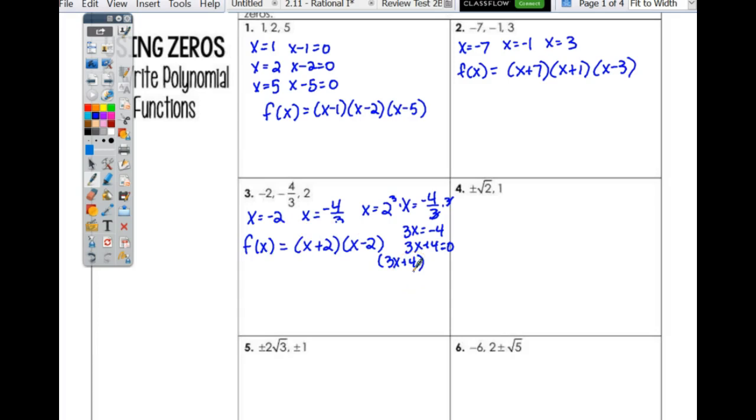And so if you remember how to do this, the number goes next to the x and it will be the opposite sign. You won't have to write it out. But if you need to write it out every time, go ahead and do that.